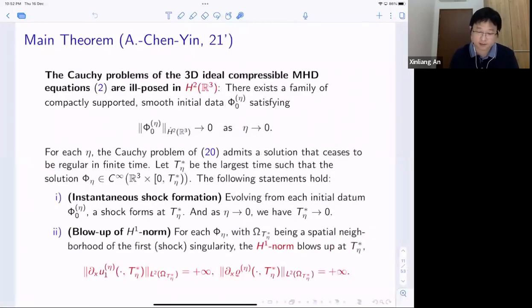So the next result is for the 3D ideal compressible MHD. We show that the problem is also ill-posed in the H2 norm, in the same flavor. We construct a family of initial data that shrinks to zero as eta goes to zero. For each of the data, we have a shock formation time, and as eta goes to zero, we have instantaneous shock formation. So this is a strong ill-posedness result. Namely, we can show that certain norms blow up instantaneously. The blow up is in some L2 norm of a certain physical quantity.